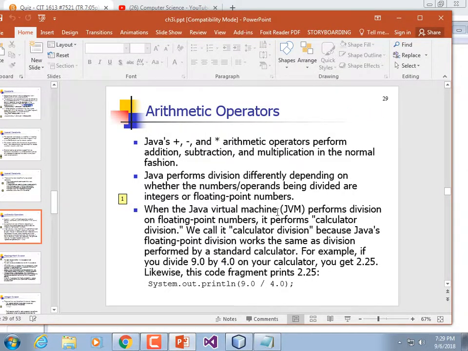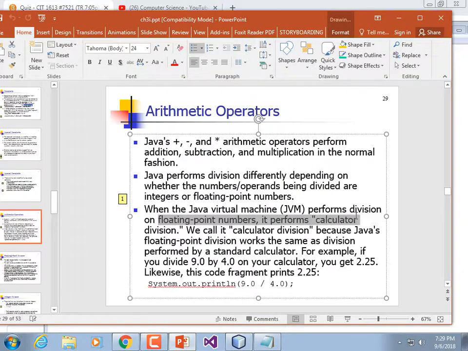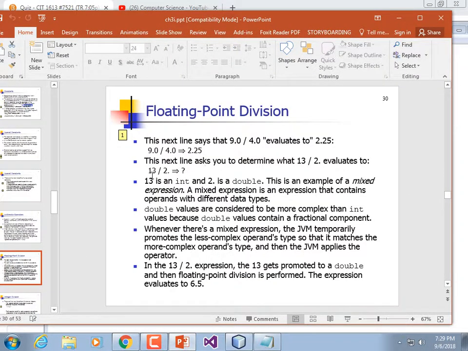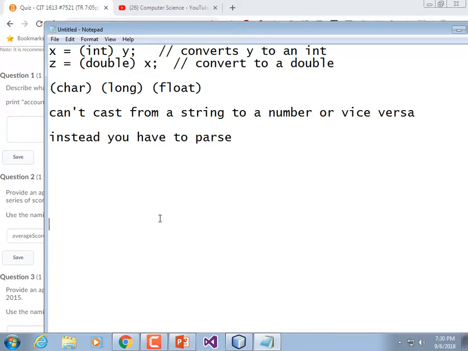So when the Java virtual machine performs division of floating point numbers, it does so-called calculator division. If you type in 1 divided by 2 on your calculator and you hit enter, it's not going to give you 0. It does floating point division, because that's what we humans want to see when we're holding a pocket calculator. But if they're both integers, then the result is an integer and it gets rounded down.